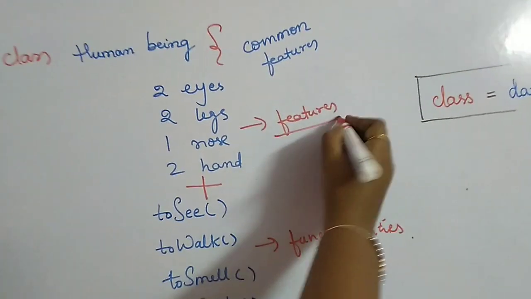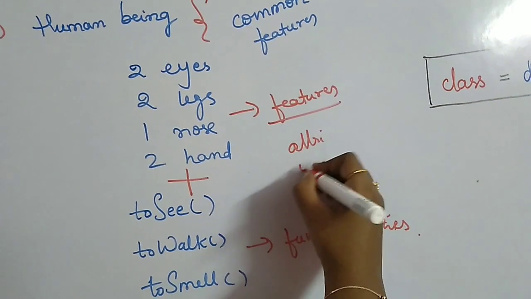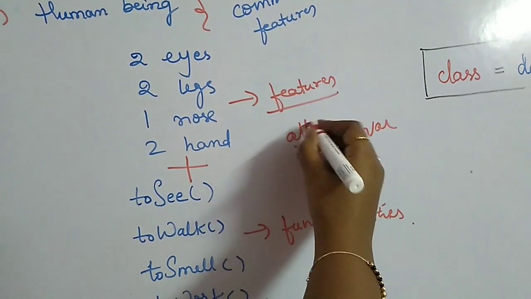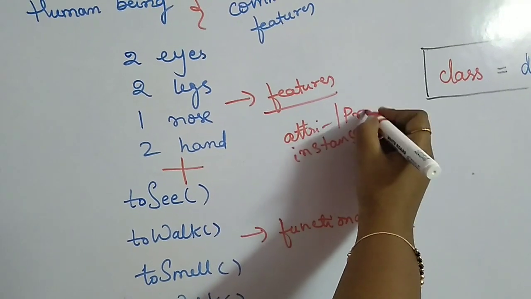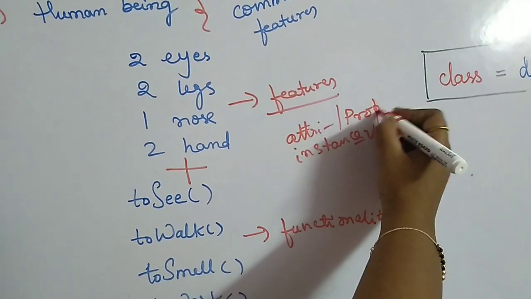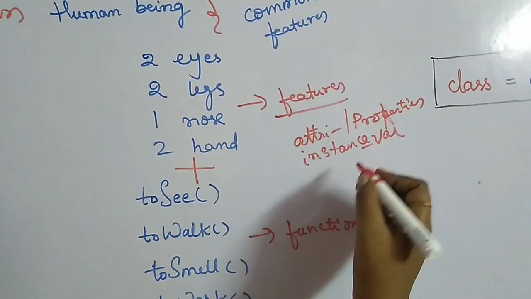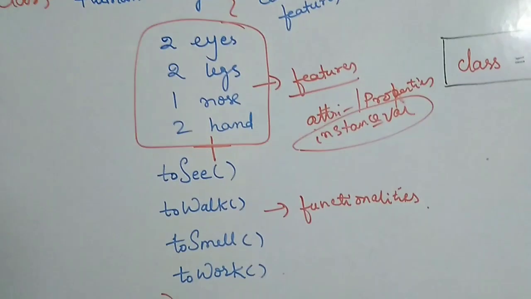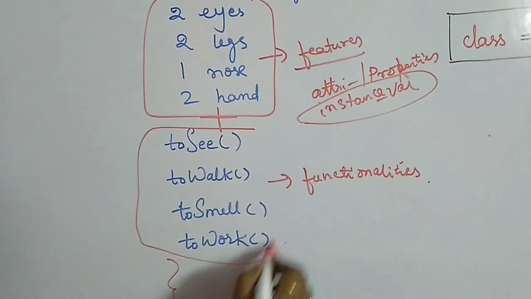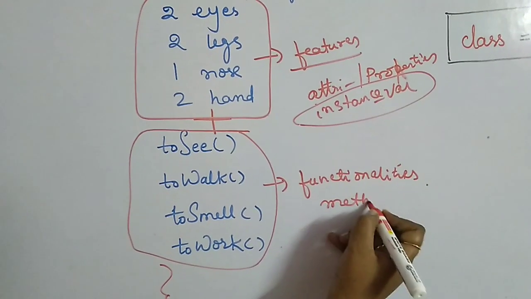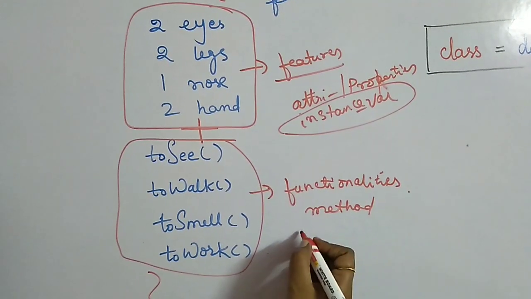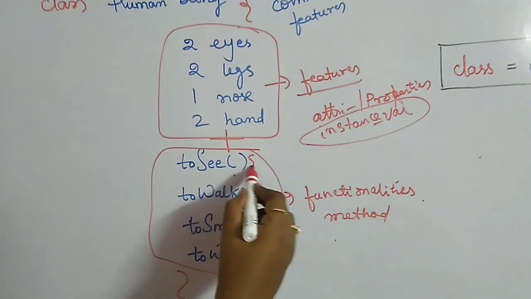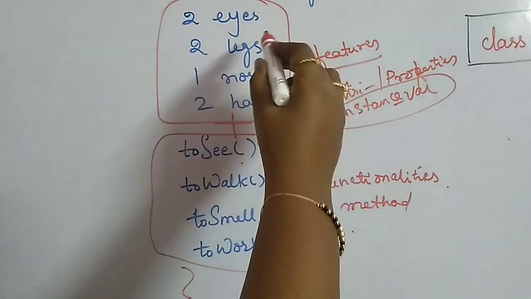This feature is nothing but your attributes or your instance variables that I talked about. So these are your instance variables, attributes or properties. There are many synonymous words that you can say: properties, attributes, features or instance variables. All these are nothing but the features over here. And the functionalities are nothing but the methods that I talked about, and they are the member functions. And as you can see, these member functions include the code which will act upon the data.